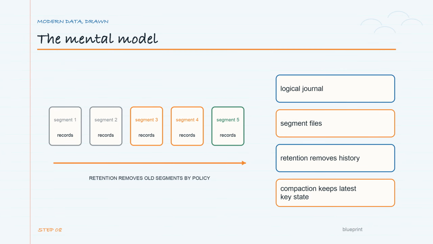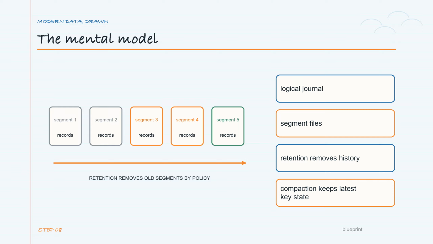Before we finish, let us join the pieces into one mental model. A Kafka partition is one logical journal stored as a row of replaceable notebooks. Retention removes old notebooks by policy. Compaction preserves the newest known entry for each key.